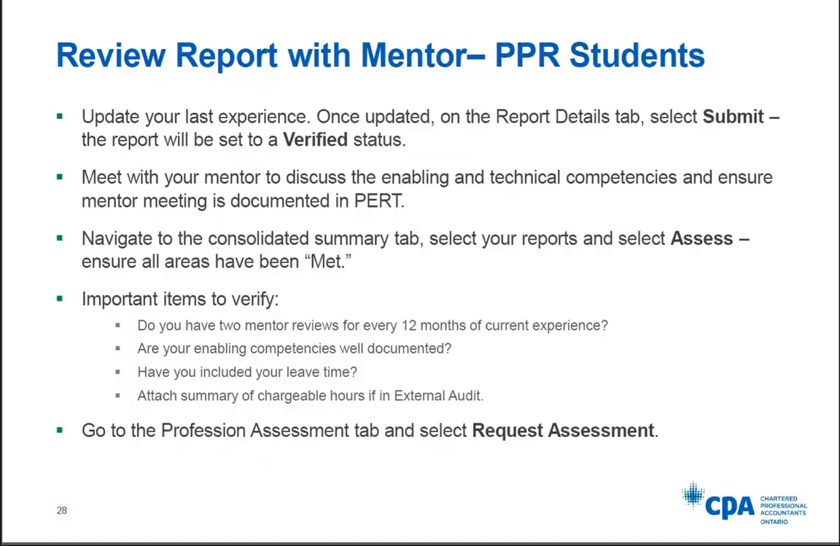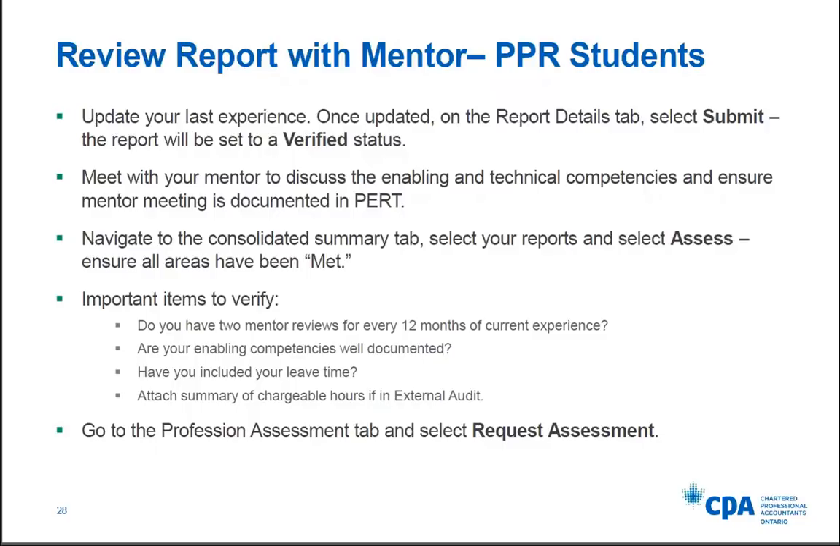For pre-approved program students, the process is that once you have prepared your last experience report, you need to select submit to update the report to a verified status. Then you need to request a mentor meeting and discuss your report, specifically your enabling competencies, with your mentor. Similar to experience verification students, you need to have your last mentor meeting before you submit the profession assessment. Update your experience report as required based on your mentor meeting discussions, and ensure that your mentor documents a summary of your discussion in PERT.